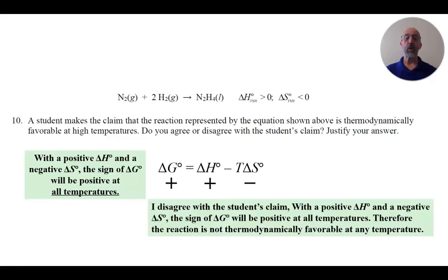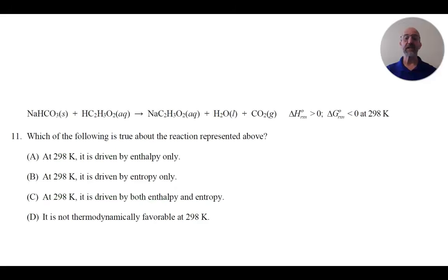All right, there's one more question in this packet. Let's go ahead and take a look at question 11, which is a multiple choice question. Here in question 11, we are given a balanced chemical equation. We are given information about the sign of delta H and the sign of delta G at 298 Kelvin. And the question asks, which of the following is true about the reaction represented above?